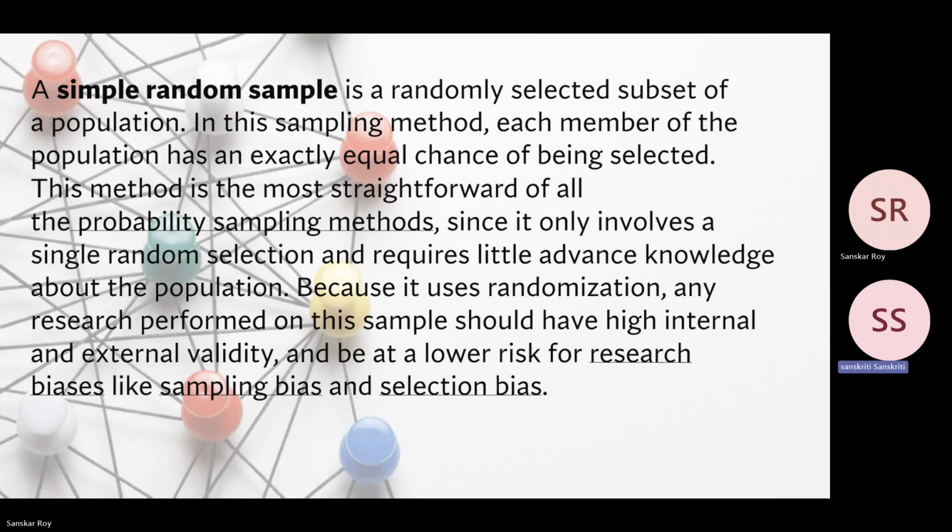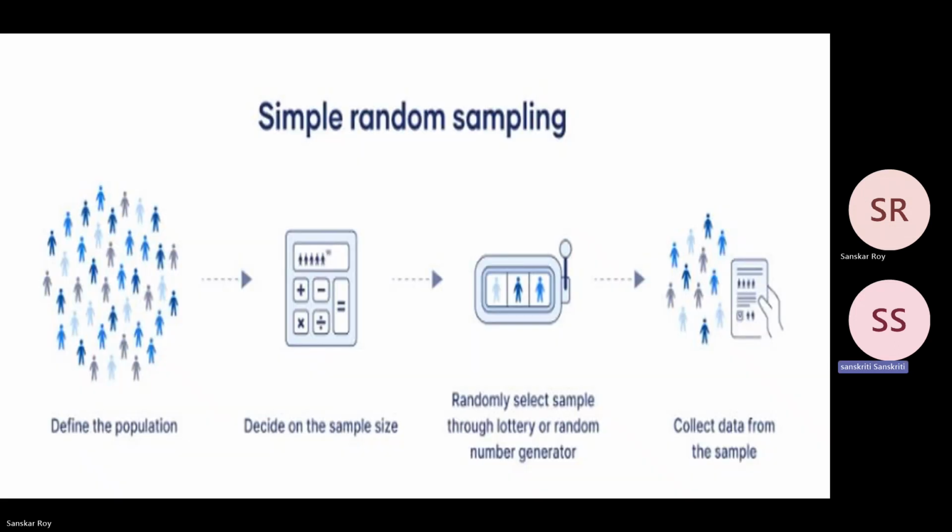Since it only involves a single random selection and requires little advanced knowledge about the population, because it uses randomization, any research performed on this sample should have high internal and external validity and be at lower risk for research bias like sample bias and selection bias.